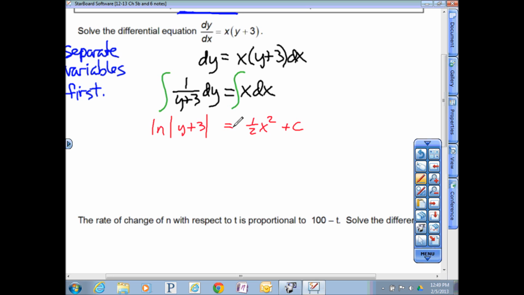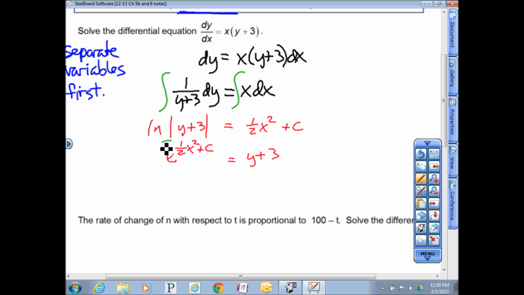Now, that is mostly solved, but what happens when I go to isolate the y in the equation? Well, one of the things we could do is say that this natural log is really the same thing as log base e. And I guess I should write this so it looks like it's supposed to. If this natural log is really log base e, then I could now make the exponential equation: e to the 1/2 x squared plus c power is the same thing as y plus 3. I just wrote it as an exponential. I started with the base and wrote it as an exponential function.